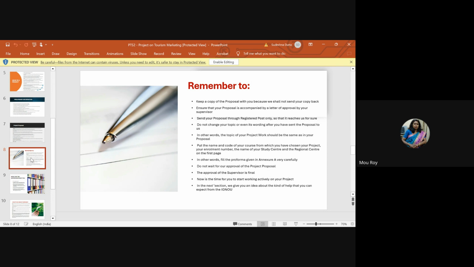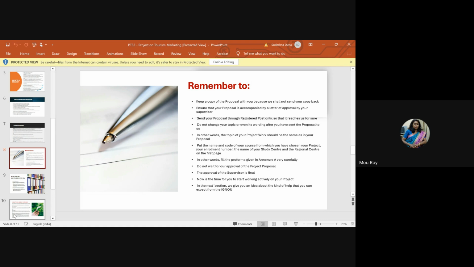The topic of your project work should be the same as in your proposal. Put the name and code of your course from which you have chosen your project. Your enrollment has to be there. Your study center, everything has to be mentioned. Plus, there are some pro forma annexures. You go through these annexures, then you'll come to know. And the approval of the supervisor is final. Now you start working on the project, and that will help you.